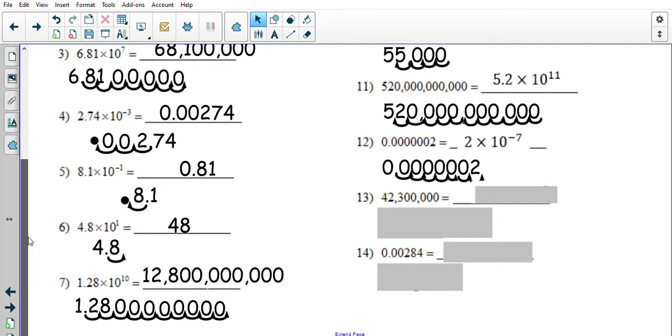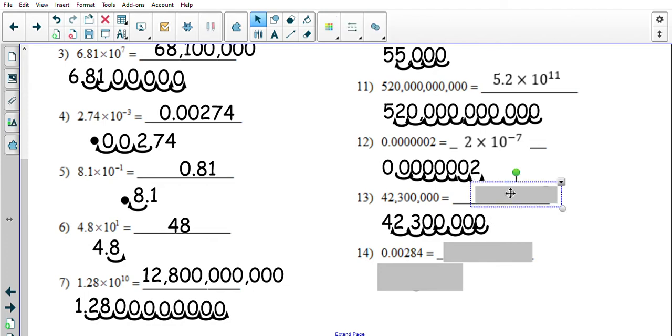Number 13, we have 42,300,000. So for this one, we're going to move the decimal point to the left until we get 4.23. So we went 1, 2, 3, 4, 5, 6, 7 places, 4.23. And I don't round that. I'm going to keep those numbers there, times 10 to the 7th power.